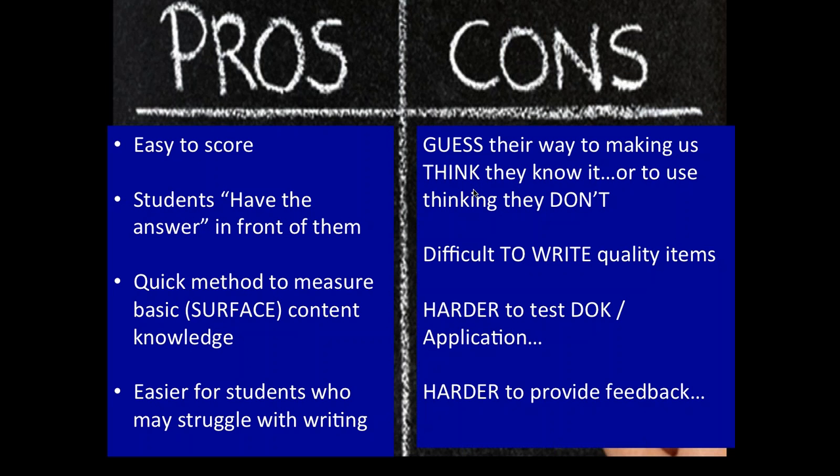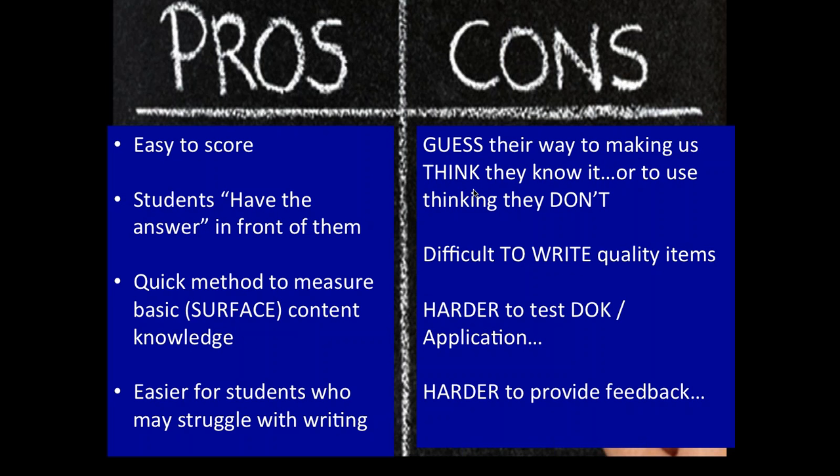The downside is there is the possibility for students to guess their way into thinking that they know it or to thinking that they don't know it. And we're going to talk more about how we can use selected response in combination with either constructed response or multiple items together to really try and make that inference so we minimize making an incorrect inference.